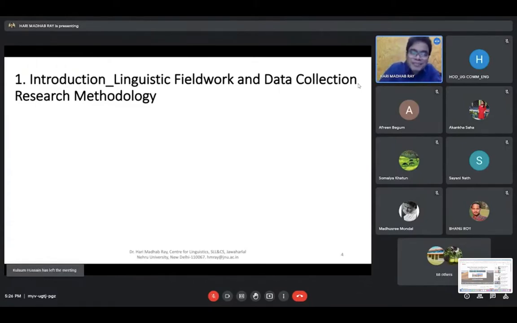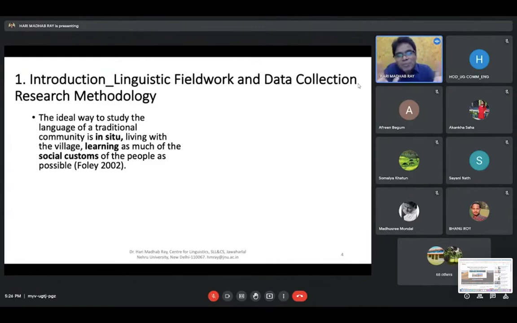Now, if you talk about data collection and working on a particular language, whether it is a lesser known language or a tribal language, the ideal way to study the language of a traditional community is in situ, living in the village. Wherever the language is spoken, you have to go to those places and collect data from that particular place, and learn as much as possible about the social customs of the people. This is Foley, 2002.